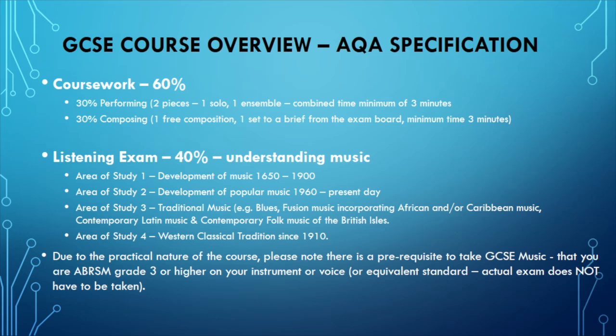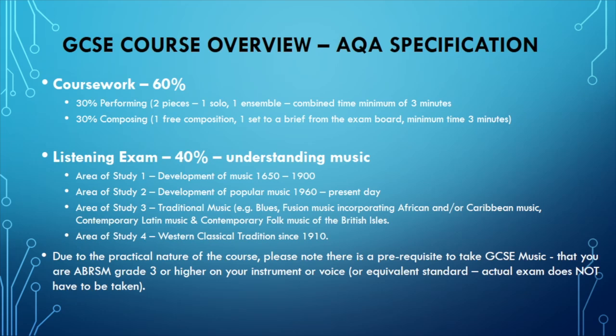Area of study 3 is a bit like a whistle-stop tour of the world. It comes under the heading of traditional music, and you can see some of the styles that we covered there on the slide. Area of study 4 covers things in the Western classical tradition in the last century or so that doesn't come under the headings of pop and rock, for example, expressionism and minimalism.